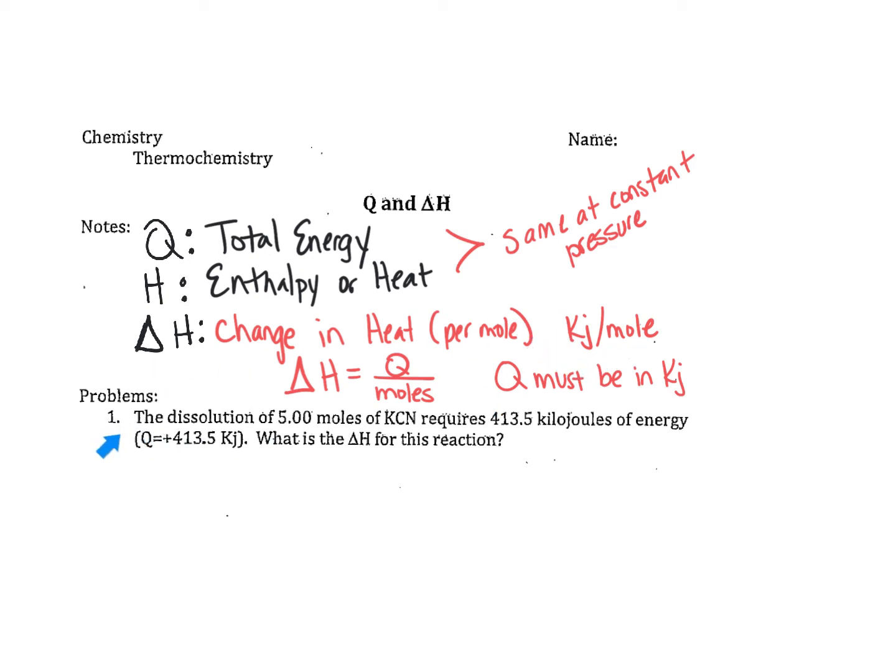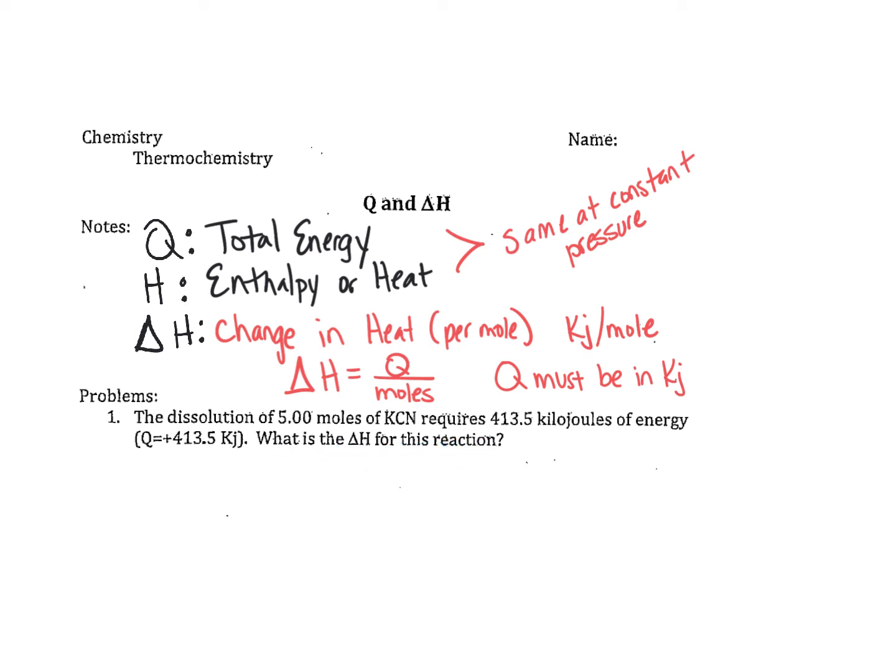So let's look at the first problem. The dissolution of 5 moles of KCN. Dissolution just means the breaking apart. This is a decomposition reaction. It tells us how many moles of KCN, and it tells us how much energy this is going to require. So that's going to be our Q here. Since it's requiring energy to go in, notice that Q is a positive number. So we want to find out what the delta H for this reaction is.